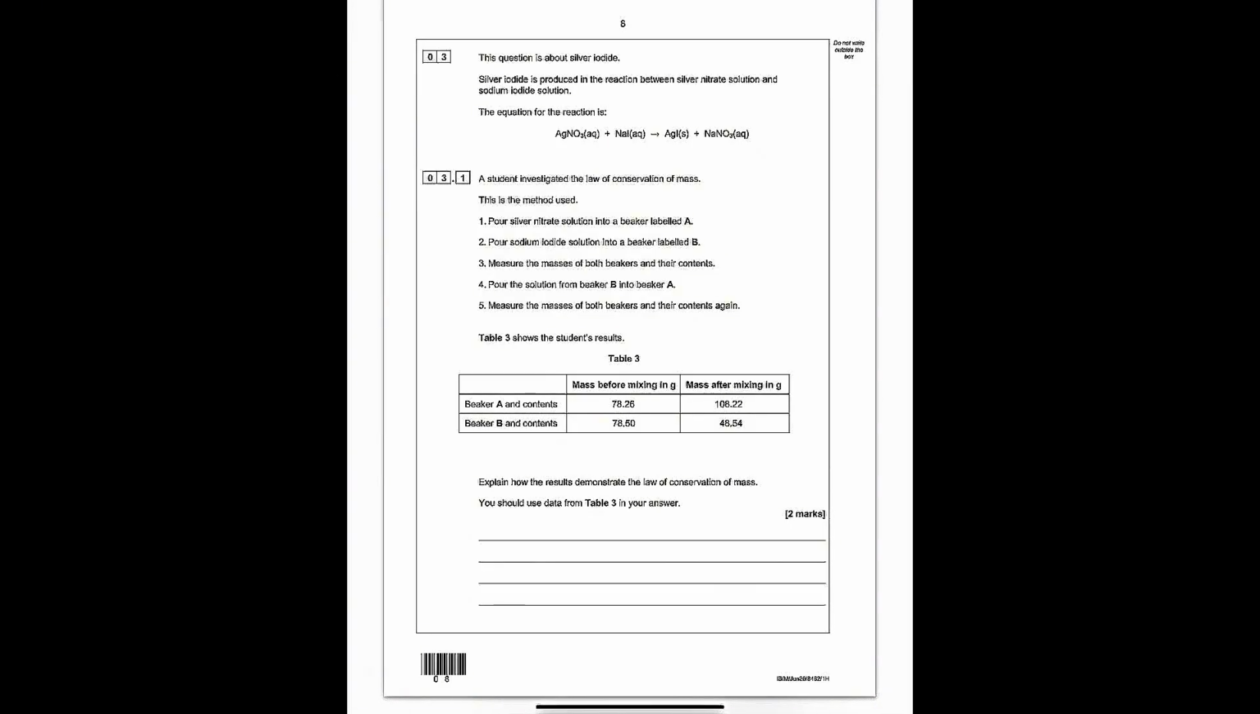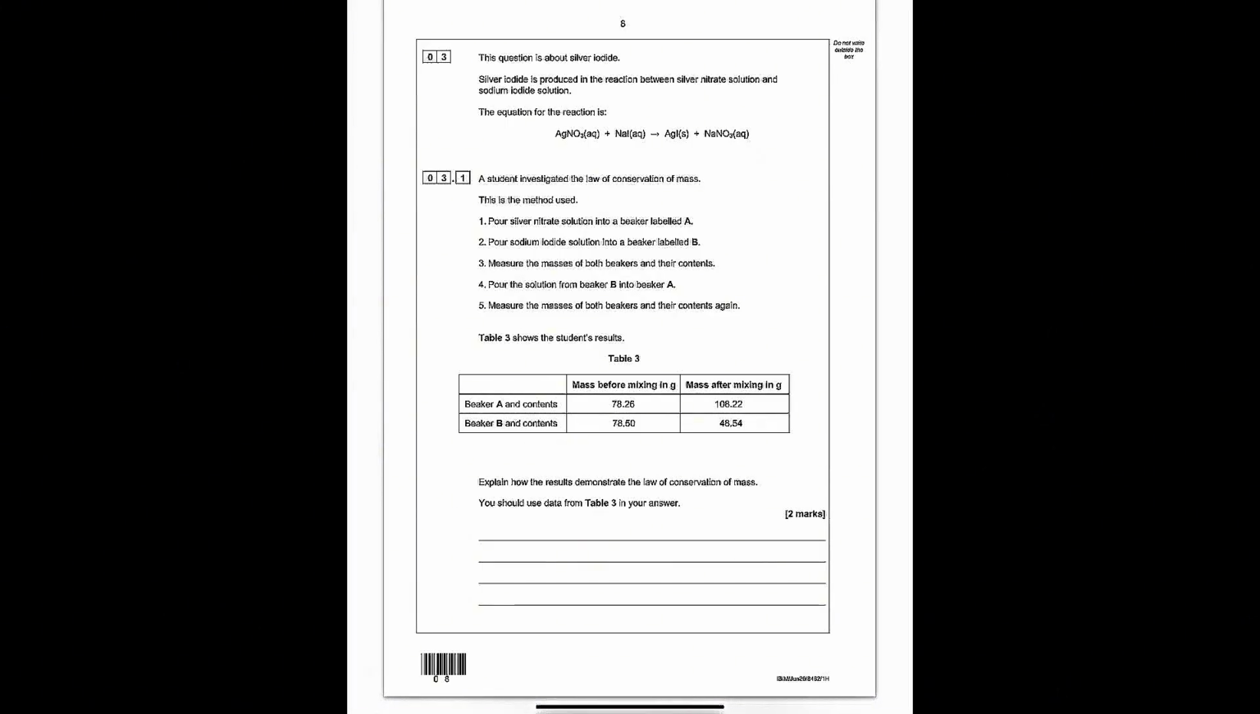Pour silver nitrate solution into beaker labeled A. Pour sodium iodide solution into beaker labeled B. Measure the masses of both beakers and their contents. Pour the solution from beaker B into beaker A. And measure the masses of both beakers and their contents again. And table 3 shows the results over here. Okay, so explain how the results demonstrate the law of conservation of mass. You should use data from table 3 in your answer.